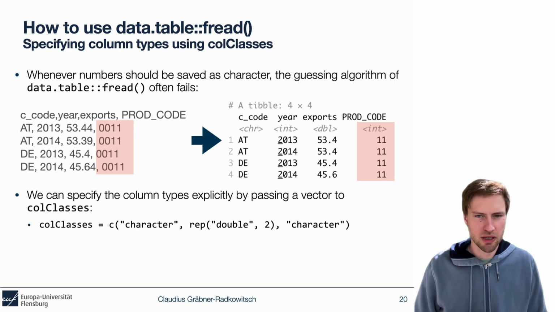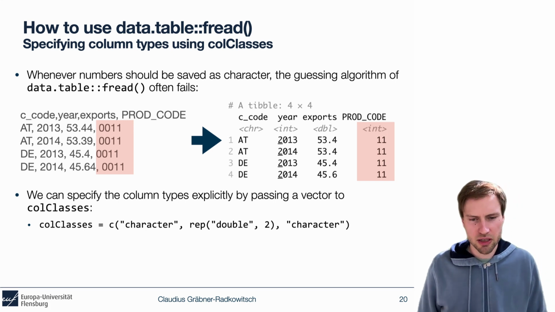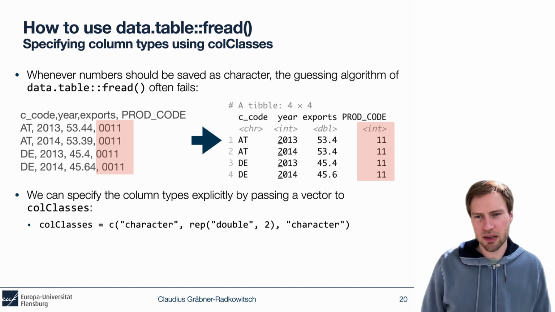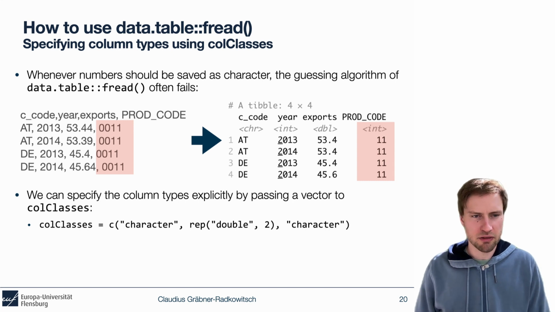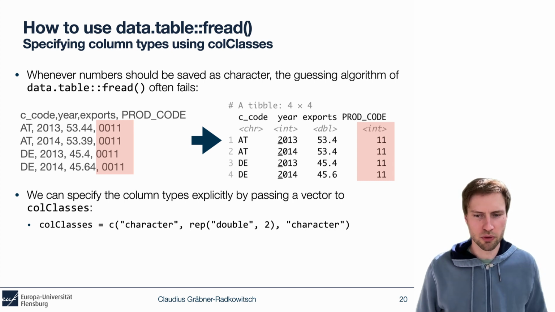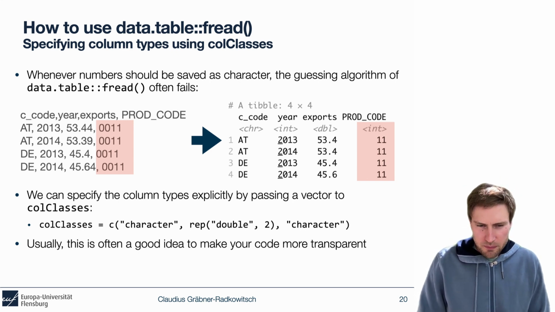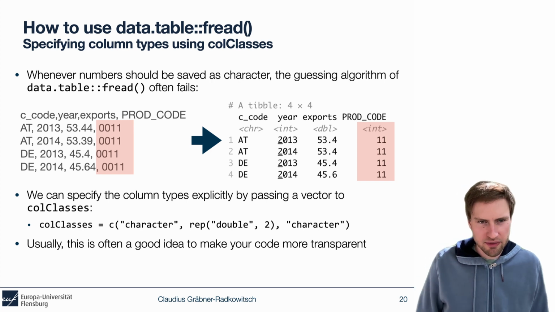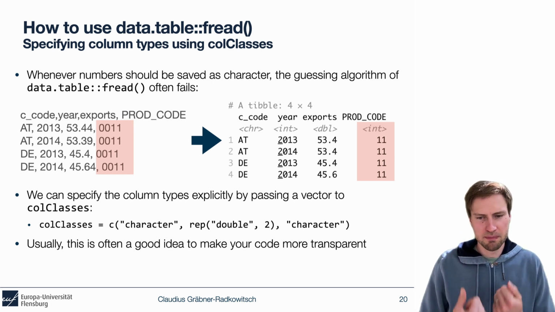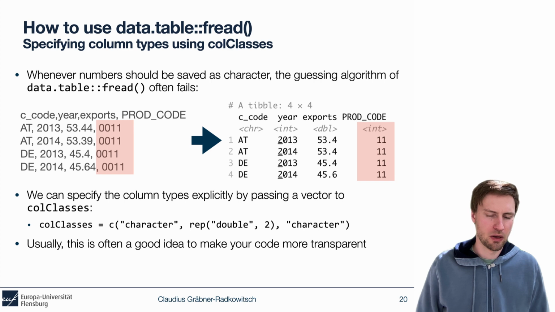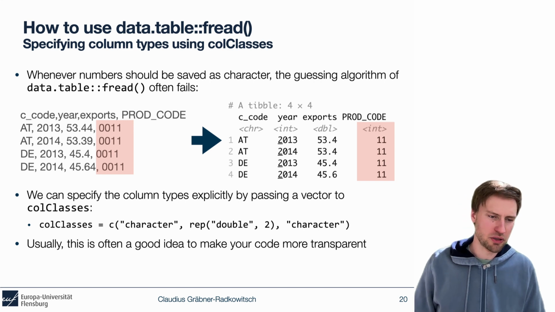So the first column, country code, we want to encode as character. Then we have 2 columns that, in our case, we want to encode as double, the year and the exports. And the fourth one we want to again encode as character. So the column product code should be encoded as character. Often this is a good idea to do anyway, even if it's not necessary, to make sure your code is transparent and for you to know immediately what kind of object types are relevant in this data set. But sometimes if the data set is very long, you might not want to do it.